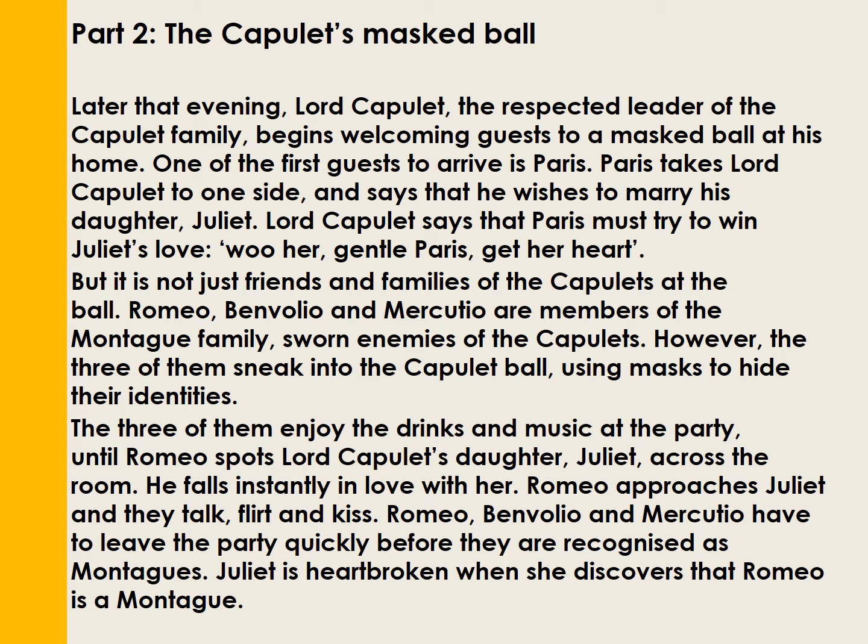But it is not just friends and family of the Capulets that are at the ball. Romeo and his mates, Benvolio, his cousin, and Mercutio, his friend, are members of the Montague family, sworn enemies of the Capulets. However, the three of them sneak into the Capulet ball using masks to hide their identities.